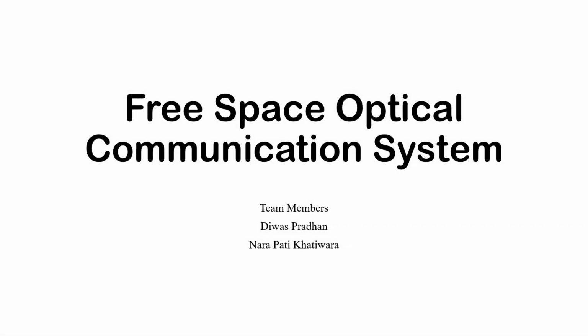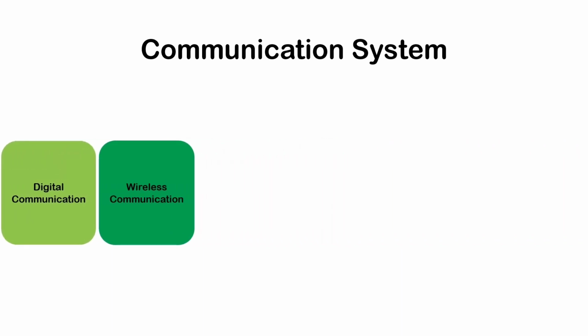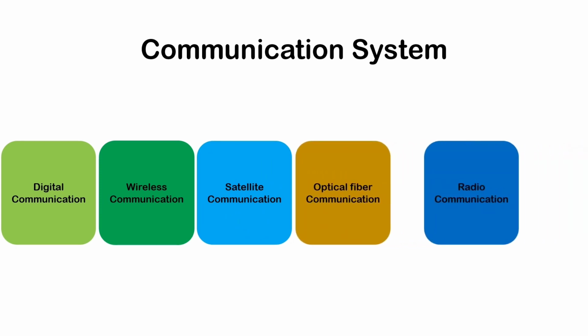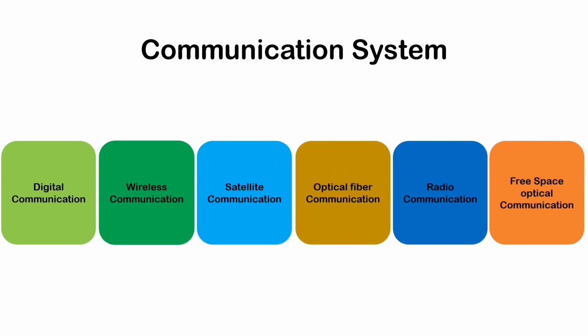Today we'll be learning about Free Space Optical Communication System, which can also be abbreviated as FSO Communication System. So moving on. There are various types of communication system. Some of them are as follows: digital communication, wireless communication, satellite communication, optical fiber communication, radio communication, free space optical communication.